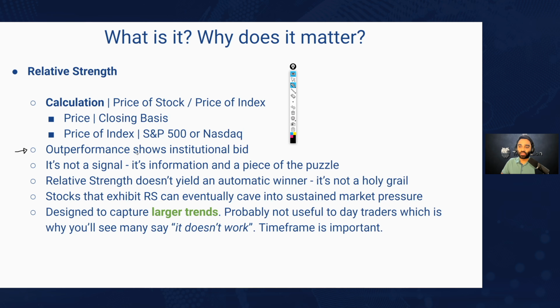What does it show? It shows us outperformance, and it shows us an institutional bid. So for example, we have the price of a stock, and let's say we have our RS line up here, and RS is rising even though the price is declining. That means that stock is trying to hold up, but the market pressure is pushing it down a little bit, but not enough when we compare it to the index. So the index might be down 3%, and if the stock is down 1.5%, that's relative outperformance versus the index.